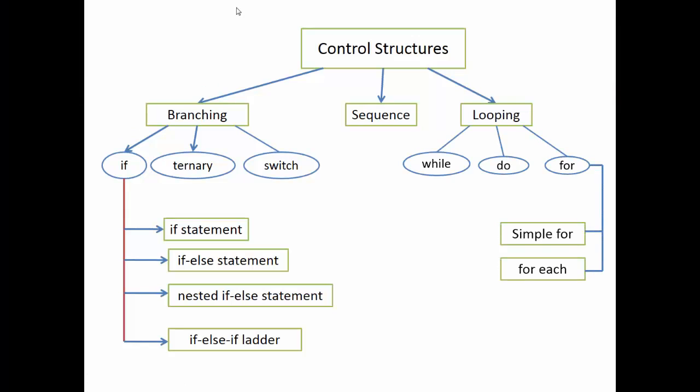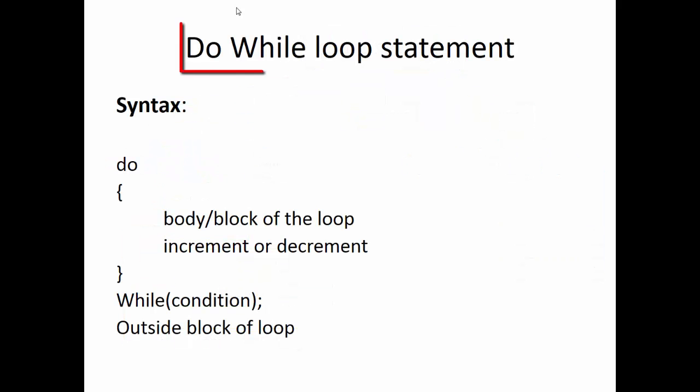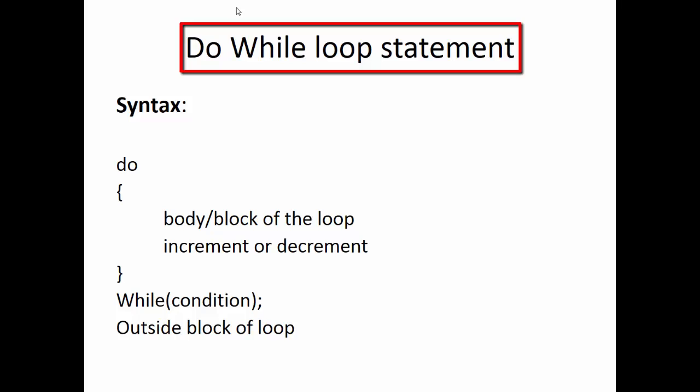In this lesson, I am talking about do while. Do while is an exit control loop statement. The body of the loop of the do statement is compulsorily executed for the first time. After executing once, at the end of the loop, the test condition in the while statement is evaluated.